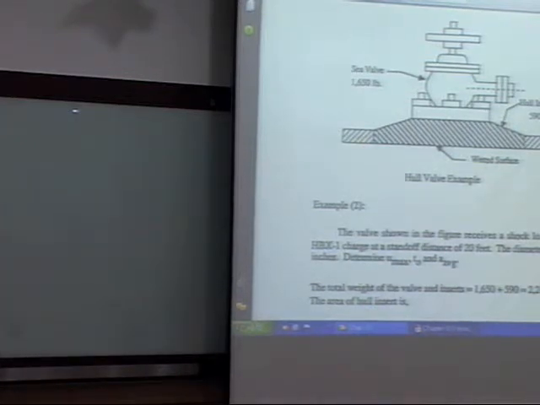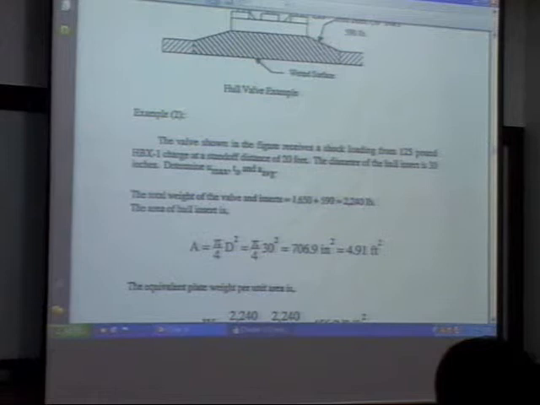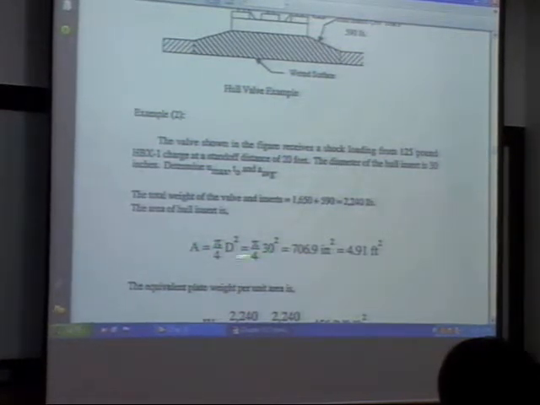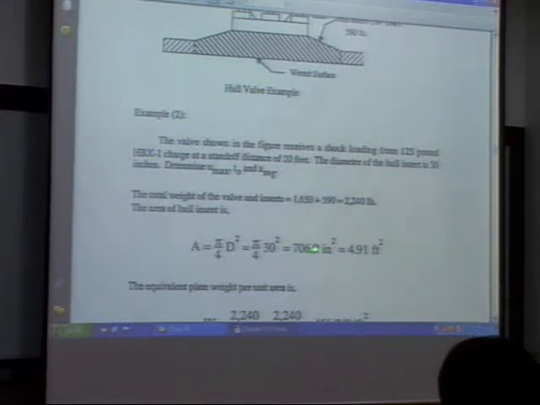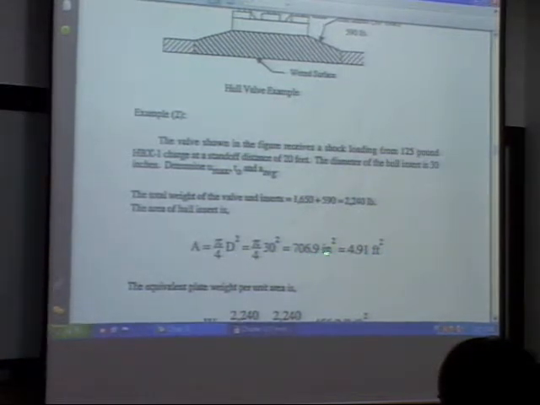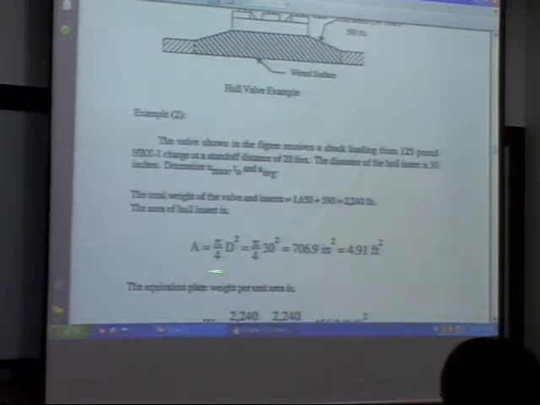The area of the hull insert is 30 inch. Area D is 30 inch. So 30 inch squared, then you divide it by what? To get the feet squared, 12 squared. An inch is 1 over 12 feet. So it's 1 over 12 square feet.